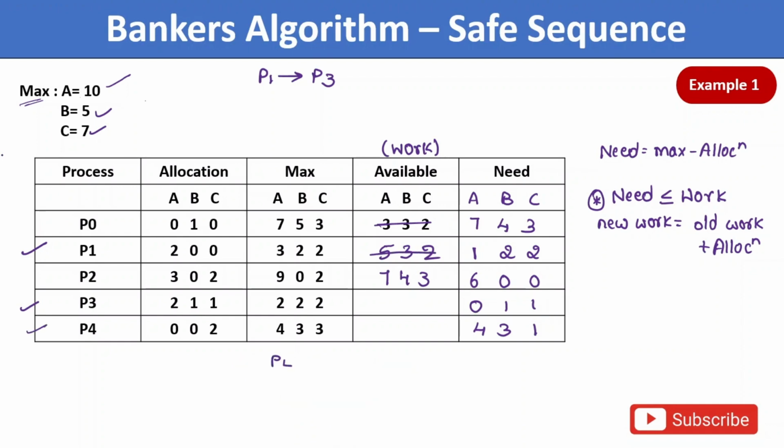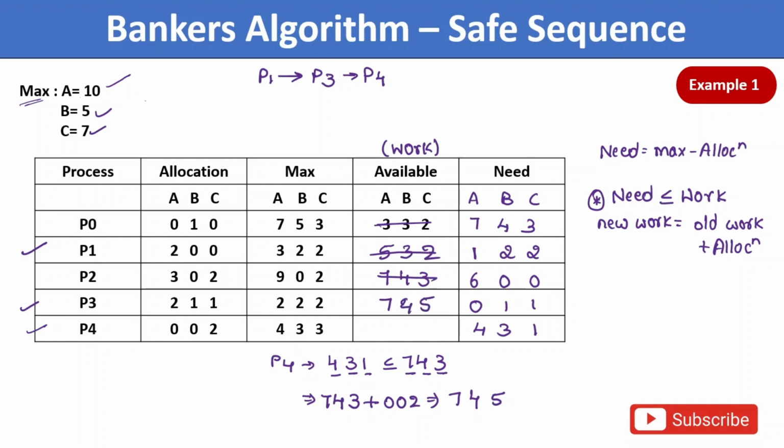So now let's see for process P4. Process P4's need value is 4, 3, 1. Updated available value is equal to 7, 4, 3. 4 less than or equal to 7, 3 less than or equal to 4, 1 less than or equal to 3. Whether it is satisfying the condition? Yes, it is satisfying the condition. So we can place process P4 in the safe sequence and calculate the new work. So new work will be equal to old work, that is 7, 4, 3 plus allocation of process P4, that is 0, 0, 2. 7 plus 0 is 7, 4 plus 0 is 4, 3 plus 2 will be equal to 5. 7, 4 and 5 will be the new updated available or work values.